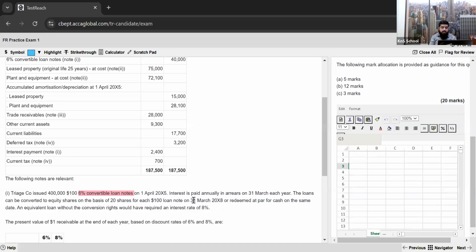It means the loan note will be redeemed on 31st March 2008, which means that the particular loan note is for the period of 2006, 7, and 8. It means 3 years. And it will be redeemed at par for cash on the same date. An equivalent loan without the conversion rate is 8%.